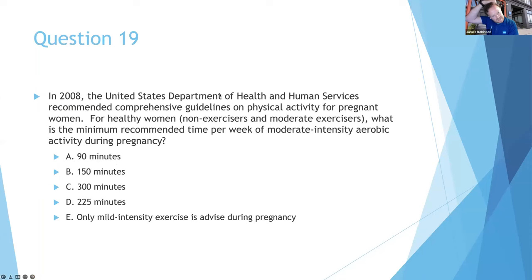Okay, question 19. In 2008, the United States Department of Health and Human Services recommended comprehensive guidelines on physical activity for pregnant women. For healthy women, non-exercisers or moderate exercisers, what is the minimum recommended time per week of moderate intensity aerobic activity during pregnancy? A, 90 minutes, B, 150 minutes, C, 300 minutes, D, 225 minutes, E, only mild intensity exercises advised during pregnancy.